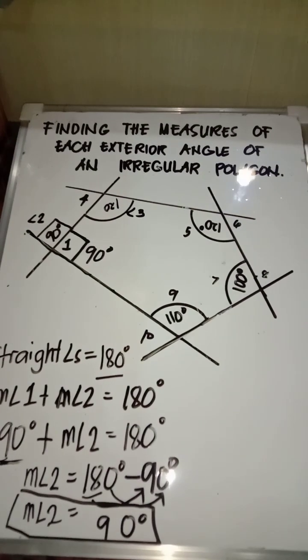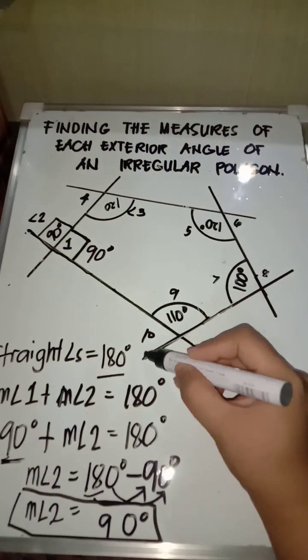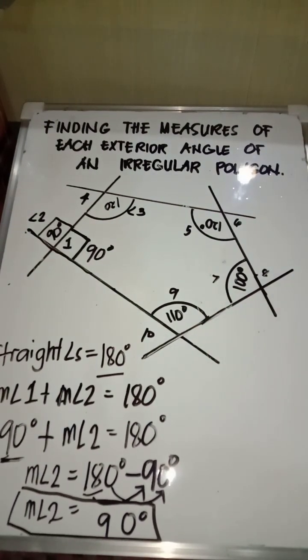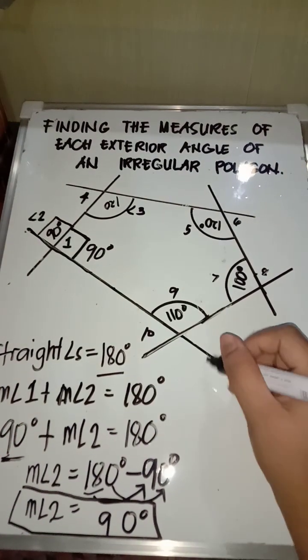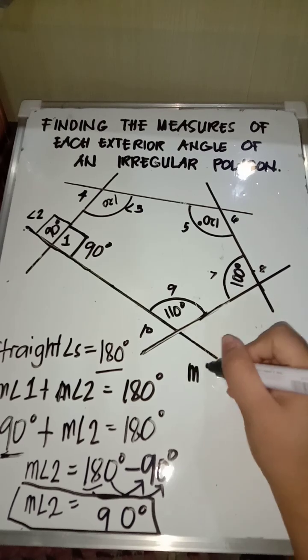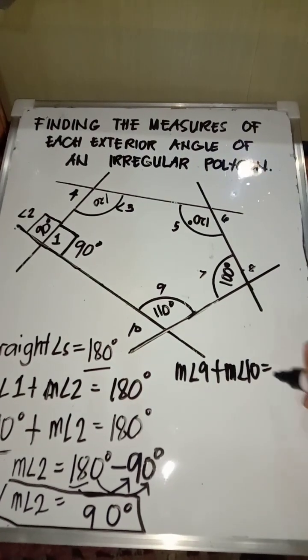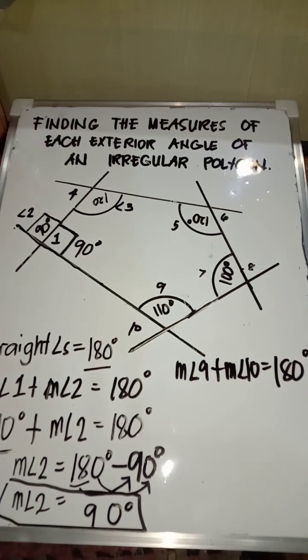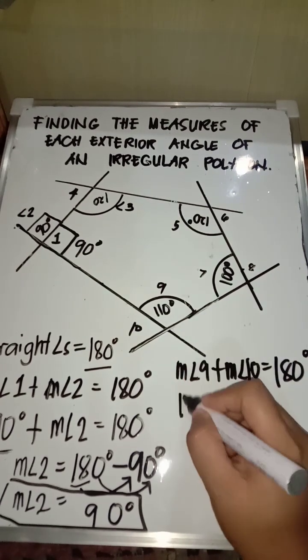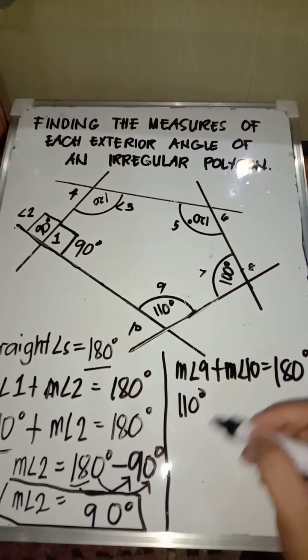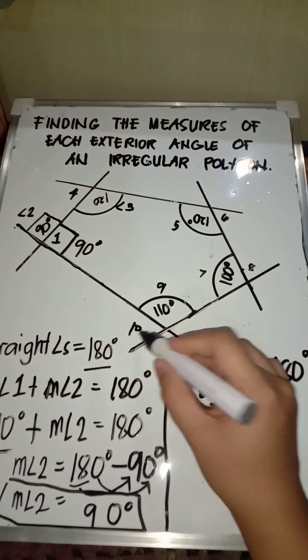How about angle 9 or angle 10? That is also a straight angle. A straight angle also represents the measure of a whole protractor, and the whole protractor measures 180. So for angle 9 and angle 10, the measure of angle 9 plus the measure of angle 10 is 180 degrees because it is a straight angle. Angle 9 is given, which is 110 degrees. Angle 10 is unknown.